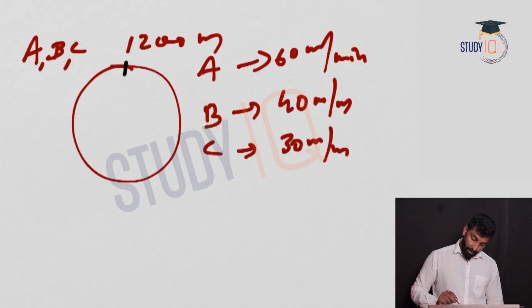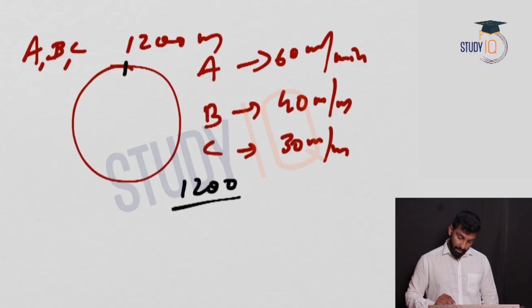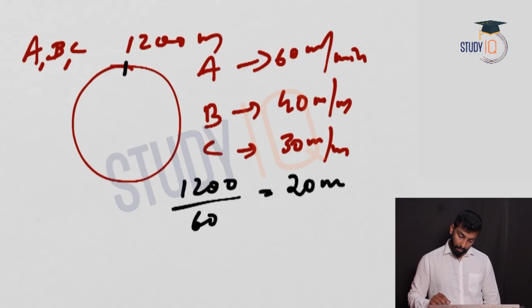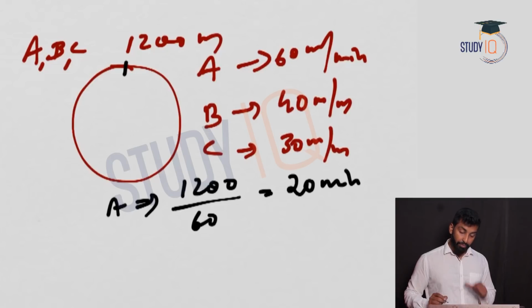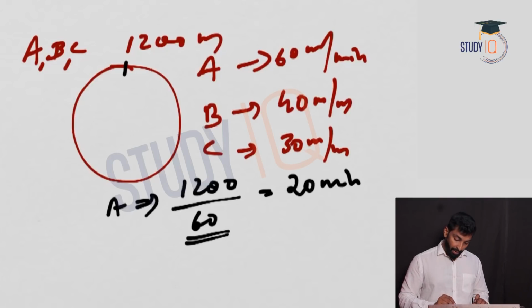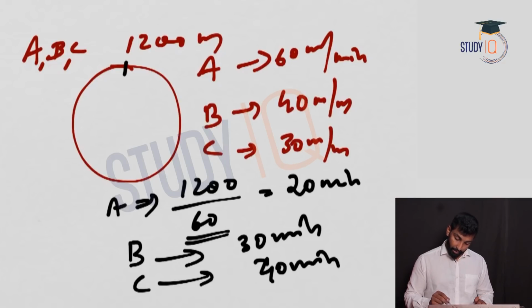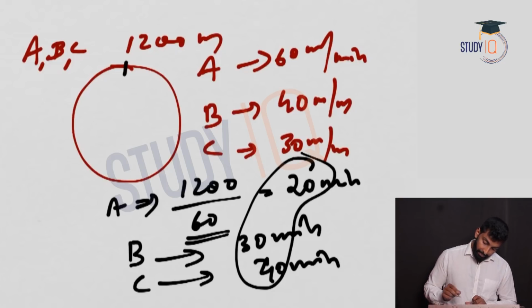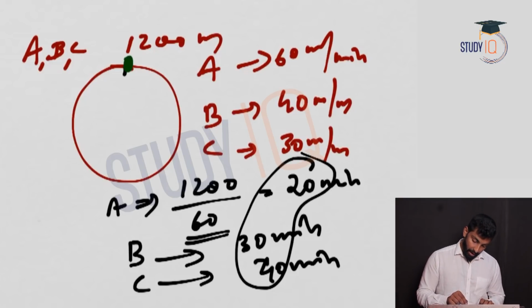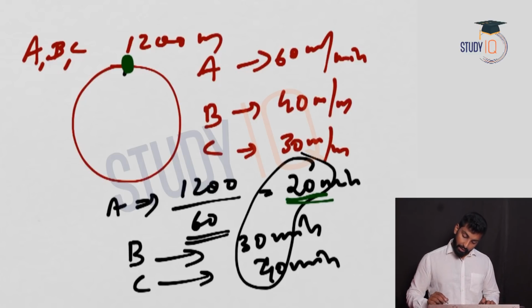See here, A will take how much time to complete a round? A will complete a round in 20 minutes, because 60 meter per minute, right? B will complete in 30 minutes. C will complete in 40 minutes. Okay, so what does this mean? A will complete a round means A will reach the starting point. So every 20th minute A will reach the starting point. Every 30th minute B will reach the starting point. Every 40th minute C will reach the starting point.